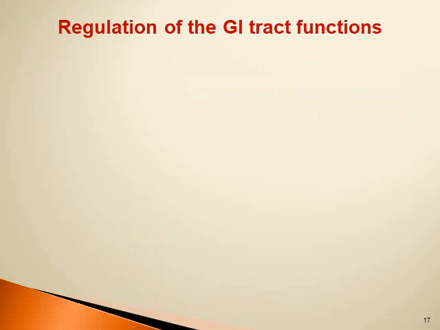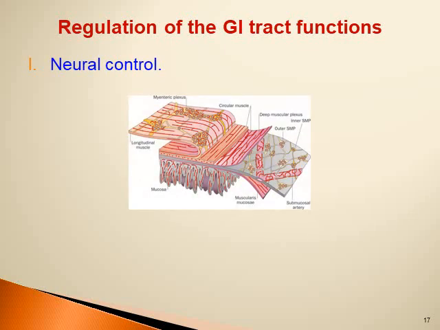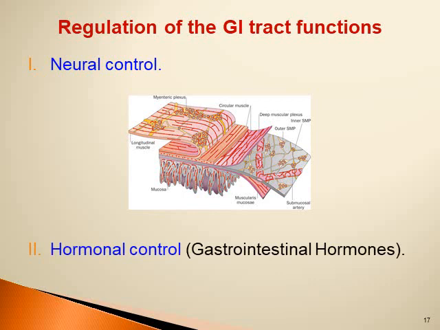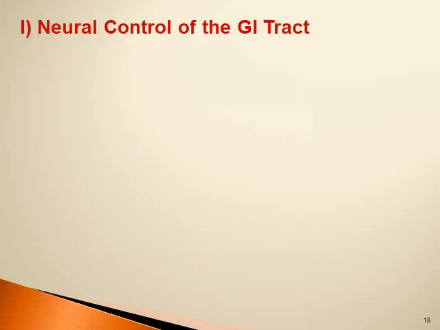Now we'll talk about regulation of the GI tract functions. The regulation is neural, and we have hormonal. So the neural control is achieved by the neurons, and we'll talk about them in detail in the coming slides. And we have hormonal control via the gastrointestinal hormones, and we'll discuss those hormones in detail in the respective lecture.